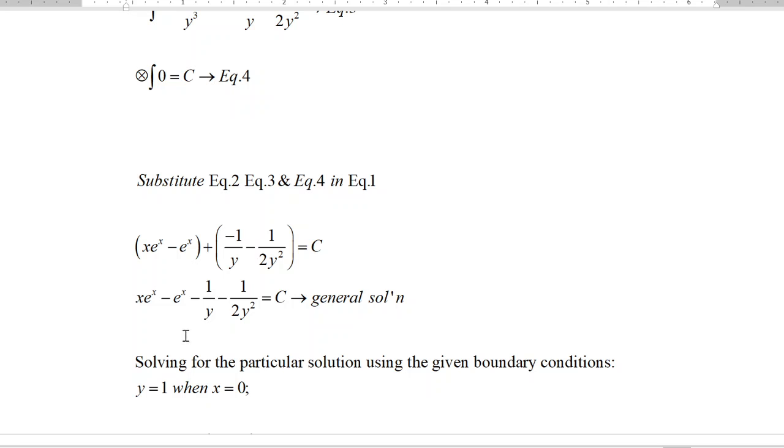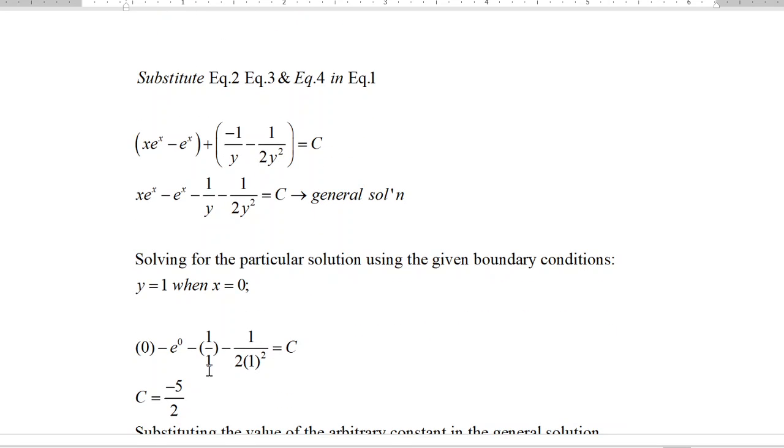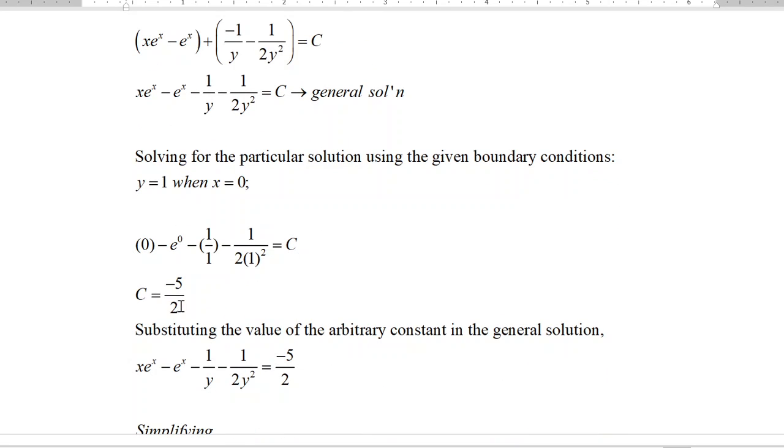Just substitute y, so substitute 1. So, that becomes 1, so 1 over 1. This is 0, 0 raised to e raised to 0 or just simply 0. E raised to 0 and then negative 1 over y, so negative 1 over 1. That one. Minus 1 over 2 times 1 squared is equal to c. And then, we get the value of c, which is negative 5 halves. So, we substitute negative 5 halves into the general solution. X ex minus ex minus 1 over y minus 1 over 2y squared is equal to negative 5 halves.